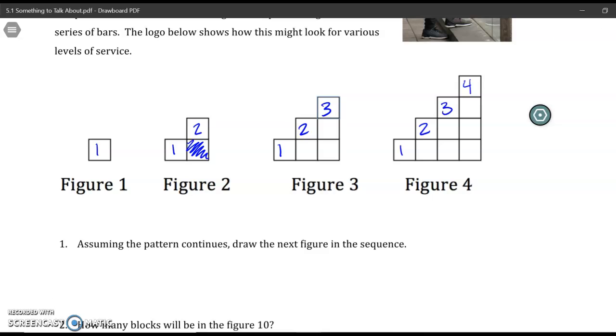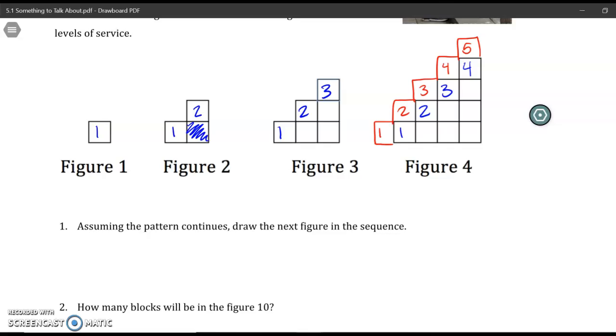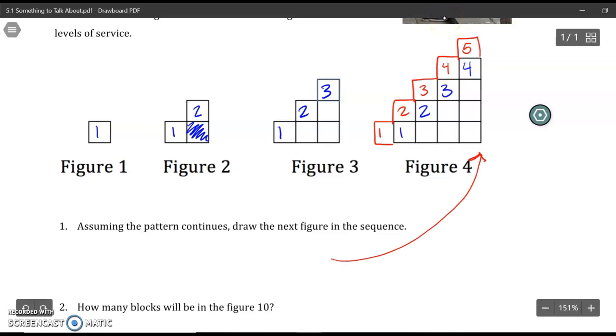So basically the figure number tells you how many new blocks you have, okay? So if I am going to draw the 5th figure in the sequence, I'm just going to draw it by adding on to figure 4. I am just going to draw 5 more blocks onto figure 4. So now I have 1, 2, 3, 4, 5 new blocks. So then this red figure, or I guess figure 4 plus the red stuff, is what figure 5 would look like.